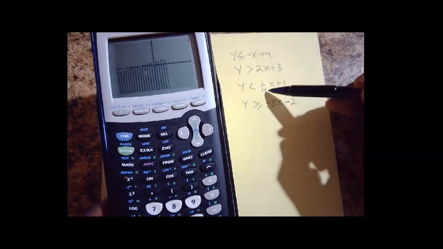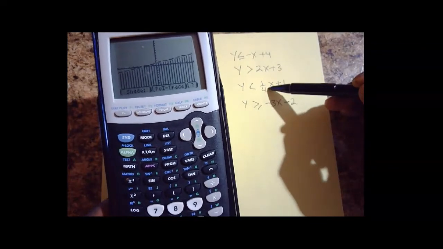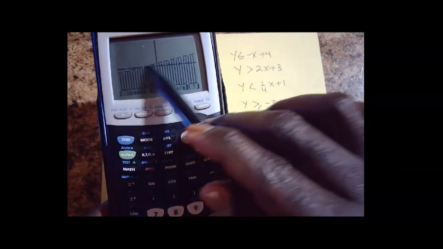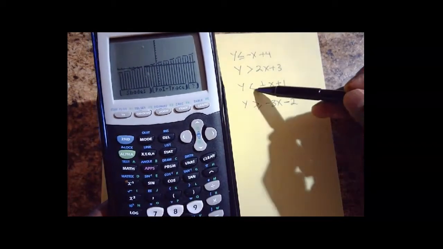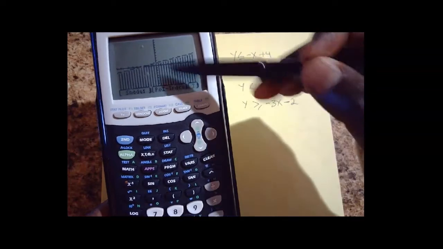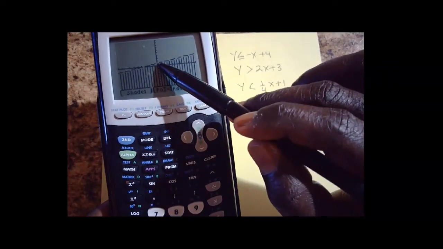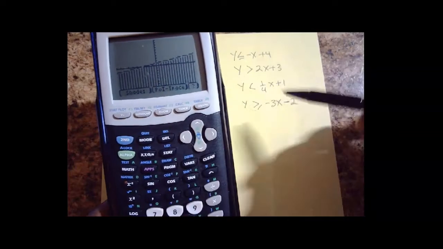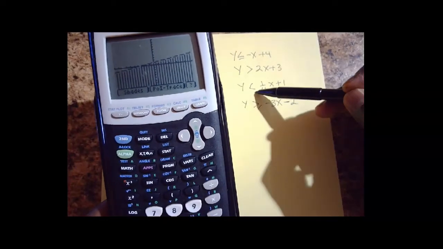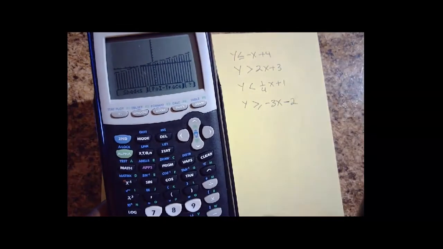So here we realize that it was a positive slope, which is up the hill, and it's less than, so we shade it here, and the line crosses the 1, but it's a broken line because it's just a less than, and we get that.